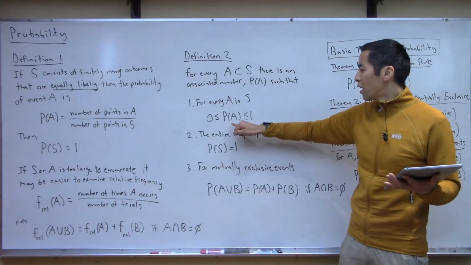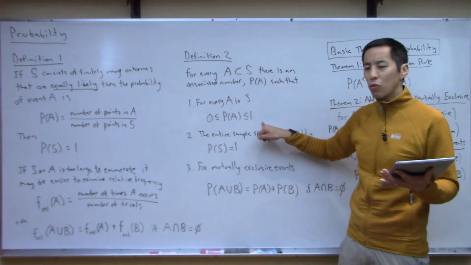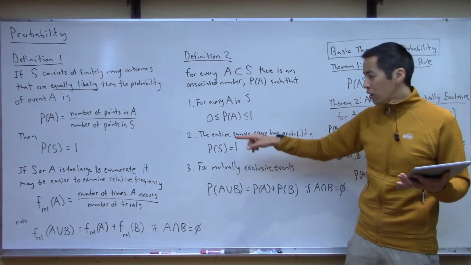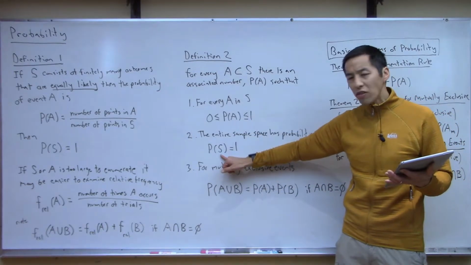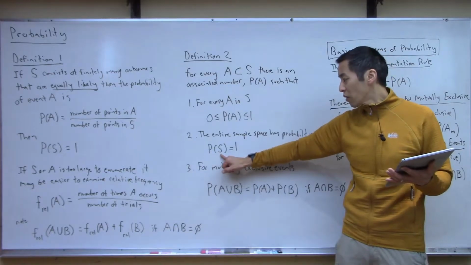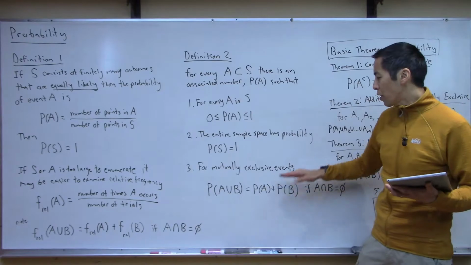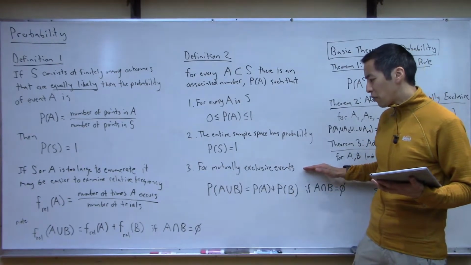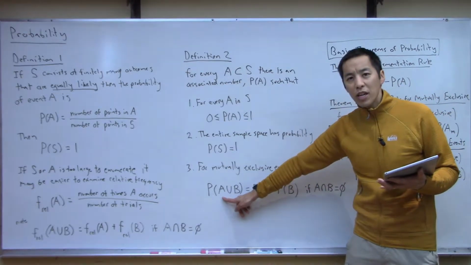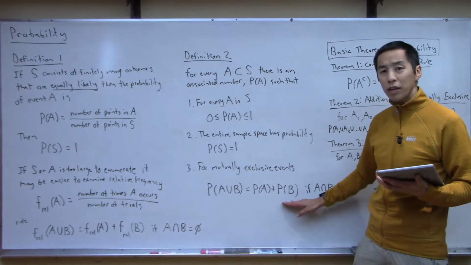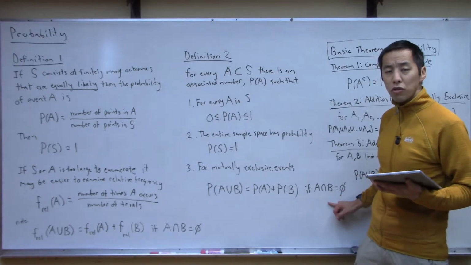One is that this P of A has to be between 0 and 1. That's pretty simple. The other one is that, as we talked about earlier, the probability of S, if you take A to be equal to S, the entire sample space, that's got to be 1. And then, just like we said earlier, for mutually exclusive events, the probability of event A union B is just the probability of A plus the probability of B if A and B are mutually exclusive.